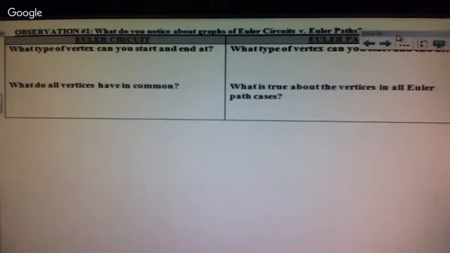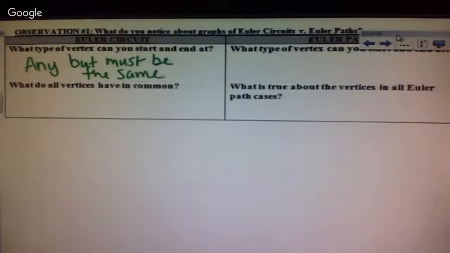Okay, so Euler circuit. What type of vertex can you start and end at? Any of them. You can start and end at anything you want, but it must be the same. Unless they're specific and say you need to start at C, you can start at any one of the vertices you want. You just have to make your way back there. What do all vertices have in common? They're all even.